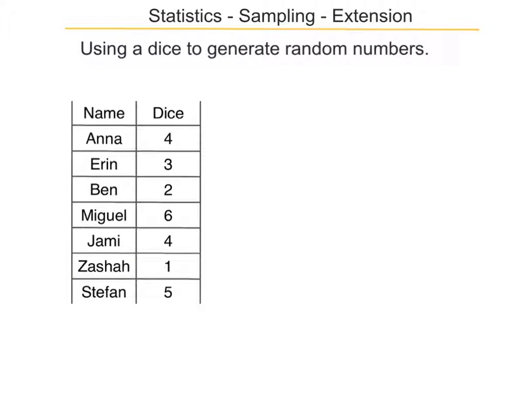A random sample means that the data is collected randomly. That means it's just luck. So one way of doing that is using a dice. In this example, I've got 7 people, and that's my population. And I want to do a random sample. I'm going to decide that anyone who gets a 4, 5, or 6 when the dice is thrown is the person I'm going to question. I'm going to survey Anna, Miguel, Jamie, and Stefan because they all got 4, 5, or 6. By doing it this way, I've made sure it's a random choice.